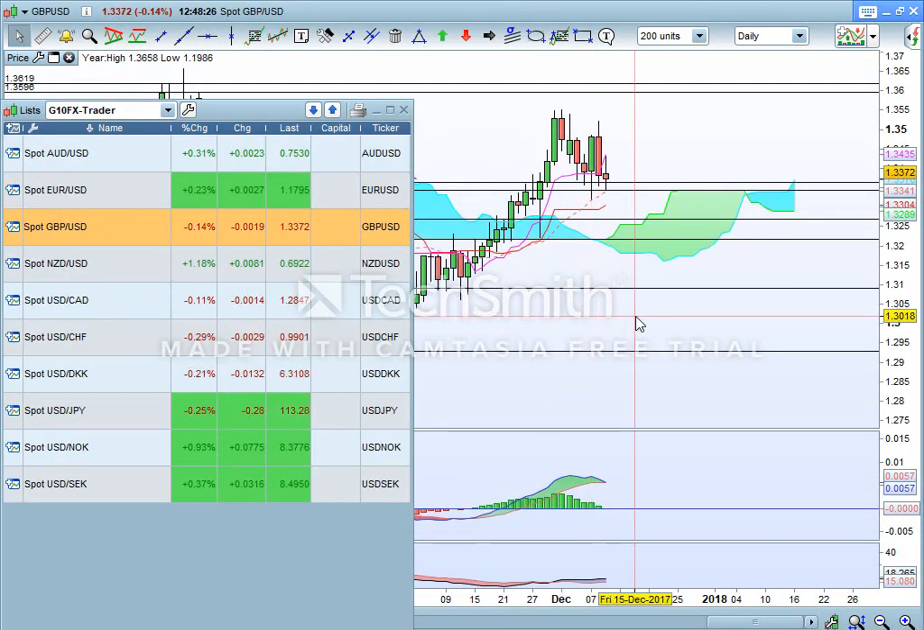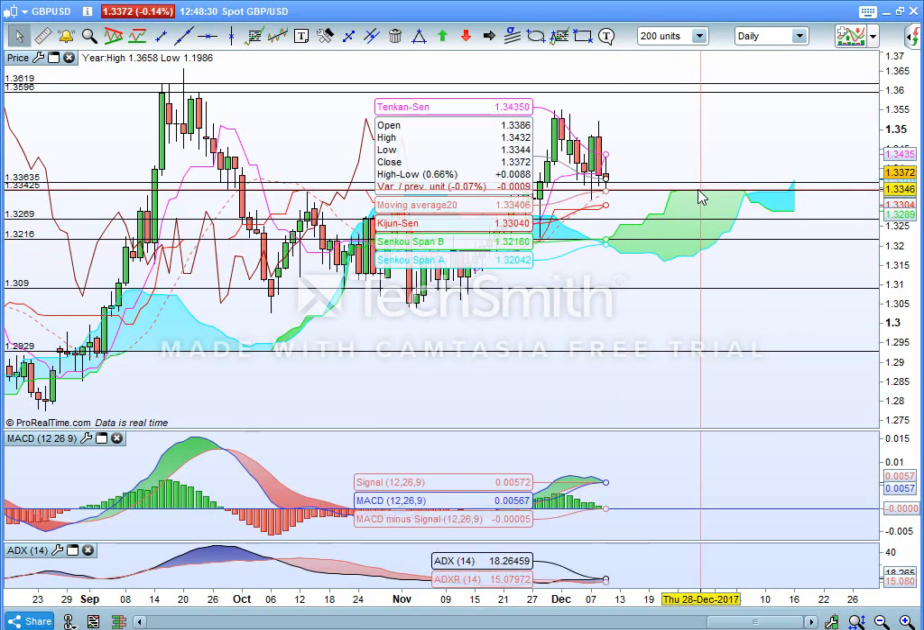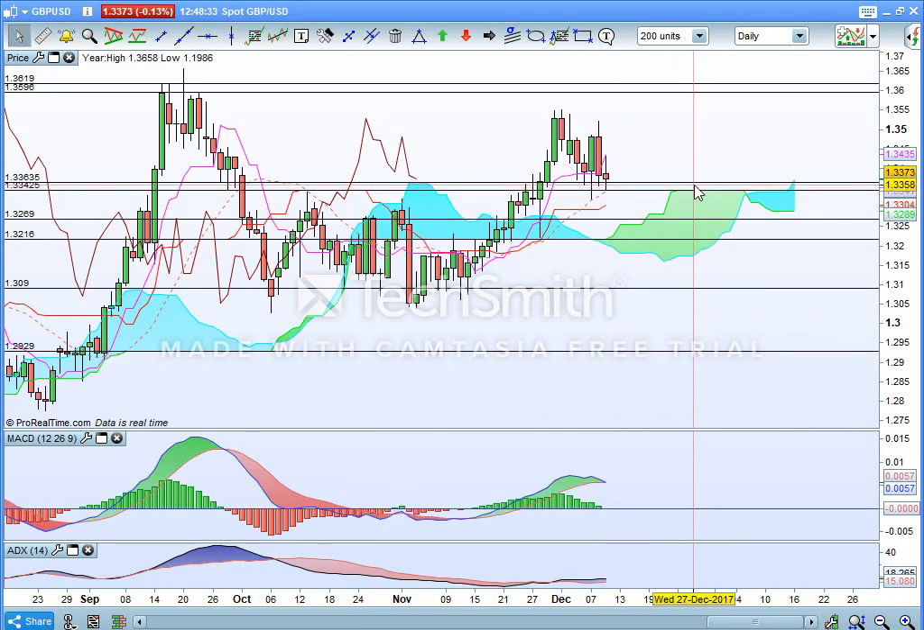GBP US dollar, interesting scenario here. We're fighting desperately for support here at the front end of the cloud here at 1.3346. So watch this level here as a key support zone. You can see it's finding support there.